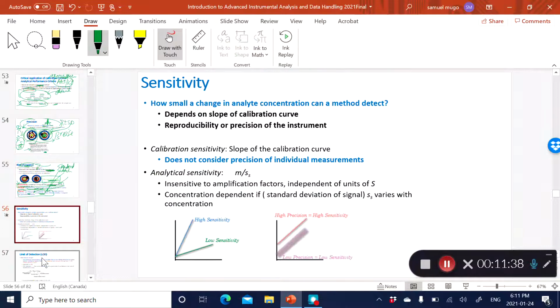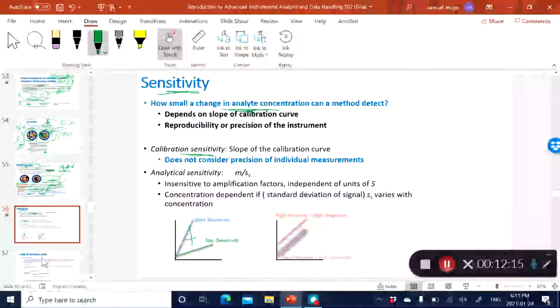Now, the other figure of merit is sensitivity. And sensitivity really refers to the ability of the instrument to differentiate between two small changes in the analyte concentration. Now, there are two types of sensitivity. There's what you refer to as calibration sensitivity. And calibration sensitivity, you just get it from the slope of your calibration, okay? So it does not really account for data distribution.